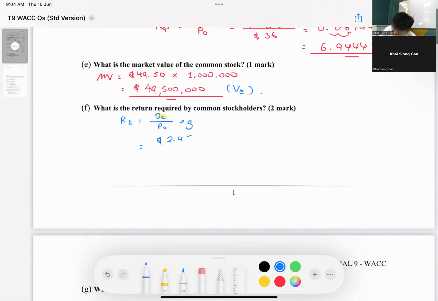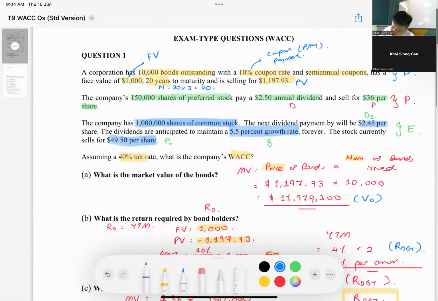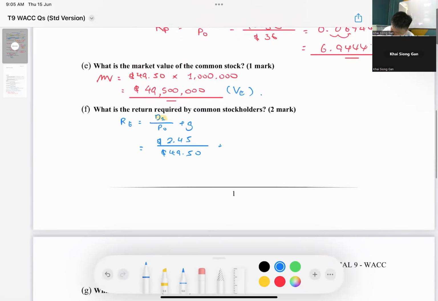2.45 divided by 49.50 plus the constant growth rate, which is 5.5%. 5.5% is 0.055. Make sure you convert into decimal first, it's easier. At the end you get 0.1045, and converting into percentage is 10.45%. That's what we call the required return of the equity, RE.